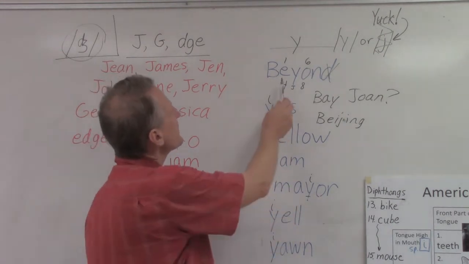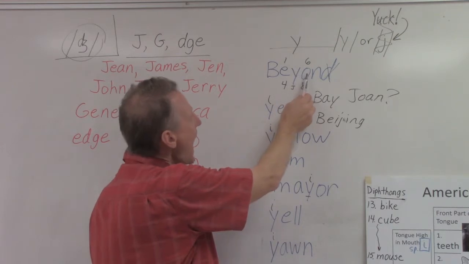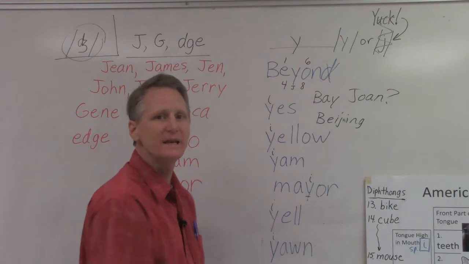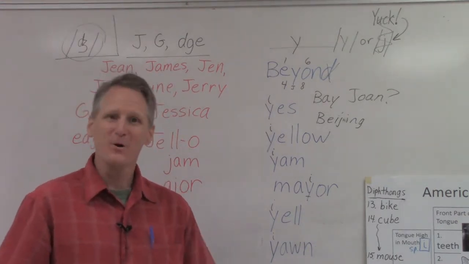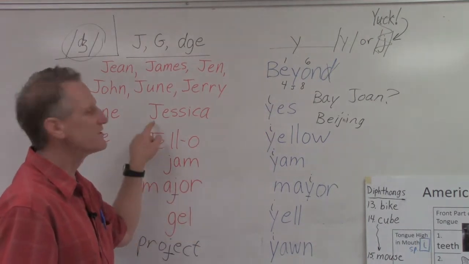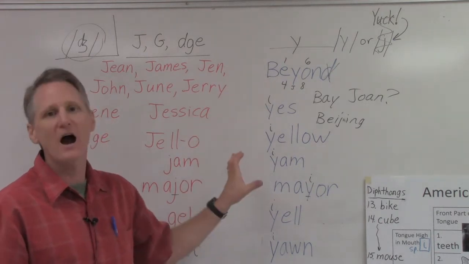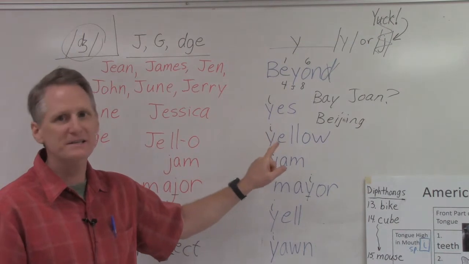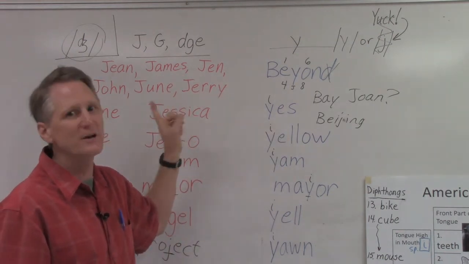Okay, so this word is E, Y, A, N, D. Beyond, beyond, beyond. Okay? So anyway, you've got Y and you've got J. They're not the same, and the letters are consistent. Okay? The Y, there are no cases of the Y with this sound. There are only in foreign words.